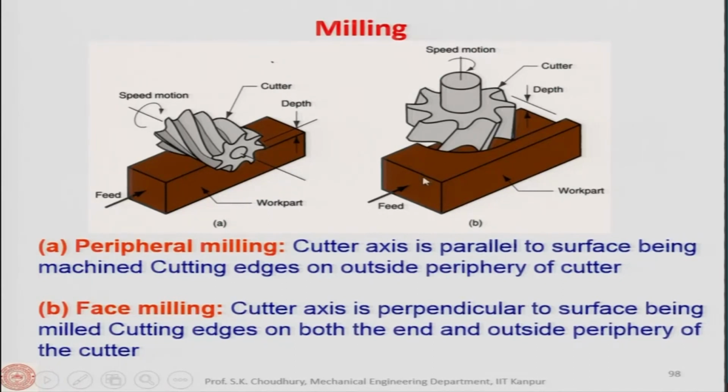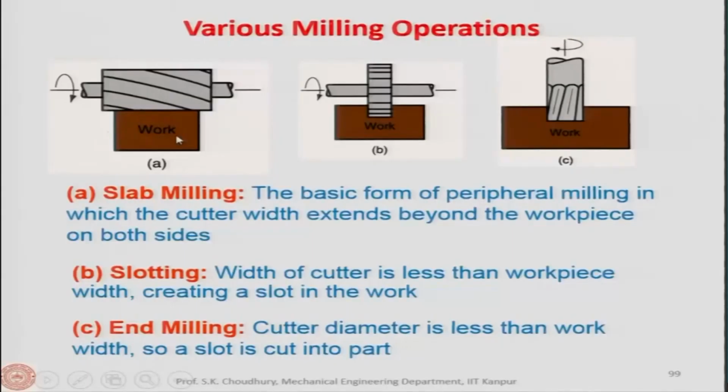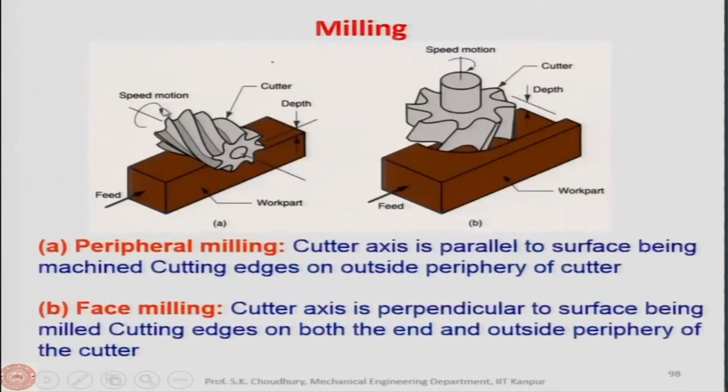Now, various milling operations are categorized. This process is the slab milling process, the basic form of peripheral milling, in which the cutter width extends beyond the workpiece on both sides, as you can see. Meaning that in slab milling, the entire width of the workpiece can be machined in one go. So, this is slab milling. Actually, slab milling is one type of peripheral milling. I will show you once again.